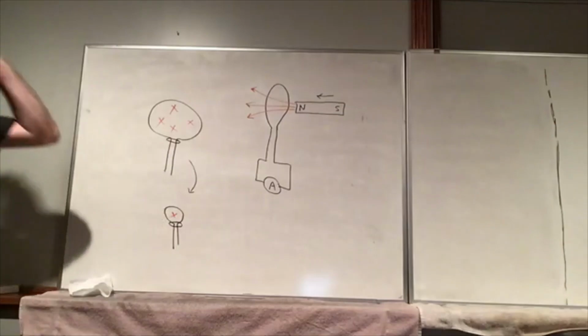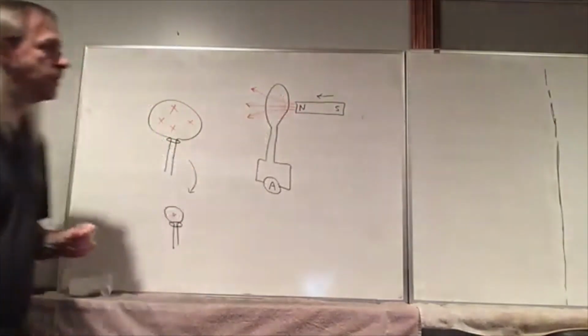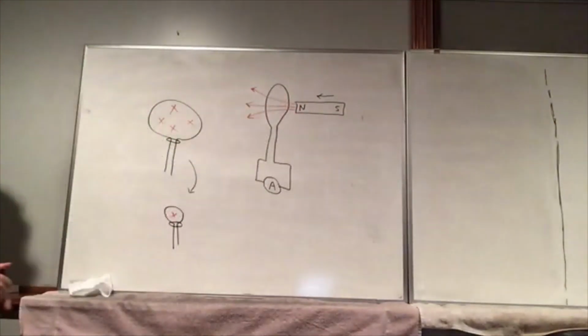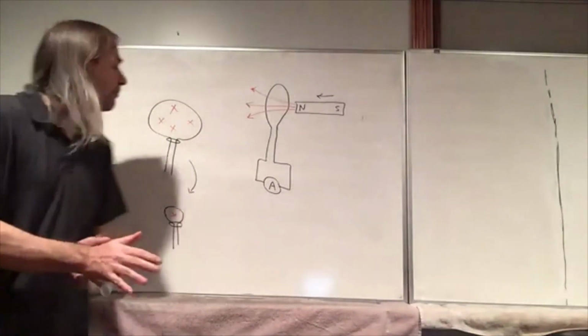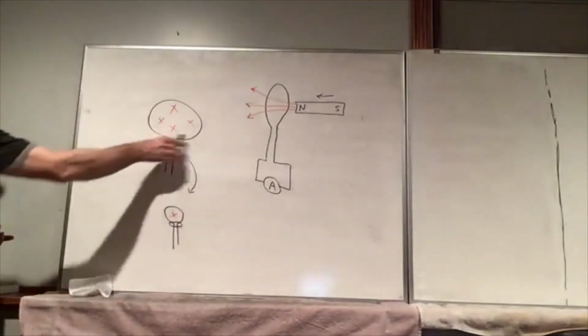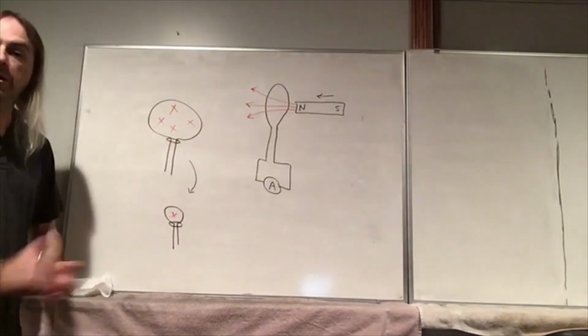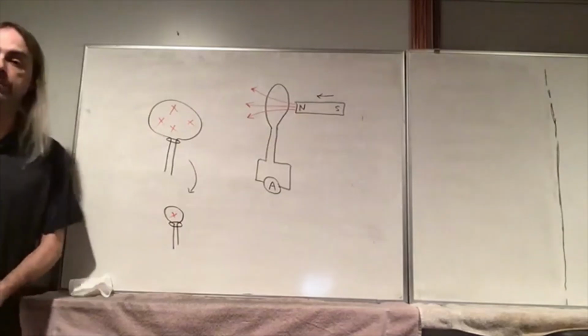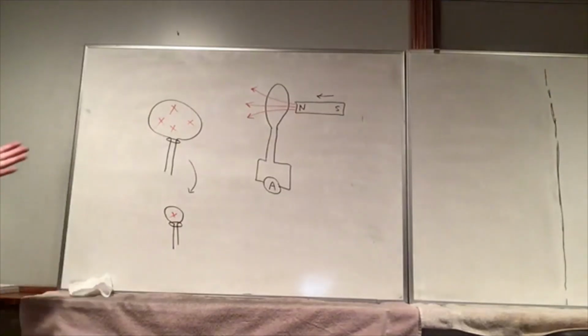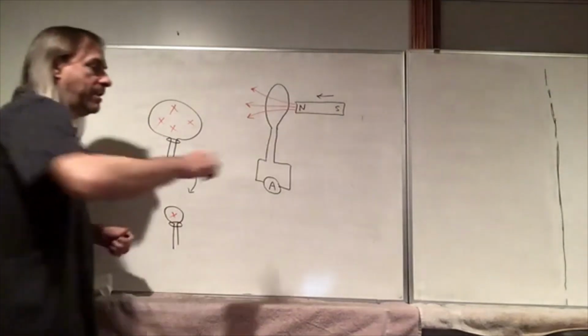And so in the first case, we have a changing magnetic field in the region of this coil that creates a current. In this case, we have a constant magnetic field, but we have a changing area, and that also creates a current. We can look at one further example. Let's say we take our loop.